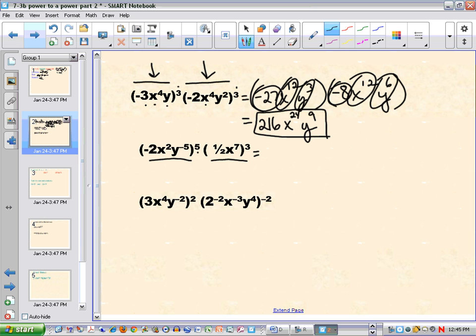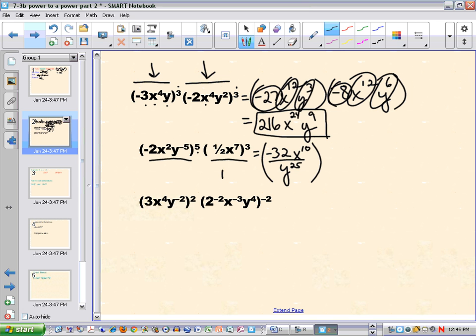So the first one, with the power of 5, we've got negative 2 to the 5th power. So that would give us negative 32. X squared to the 5th, power to a power. Y to the negative 5th to the 5th, power to a power. That'd be y to the negative 25th. But we know what to do with negative exponents. It's going to flip it and go to the bottom. So y to the 25th would be in the denominator.